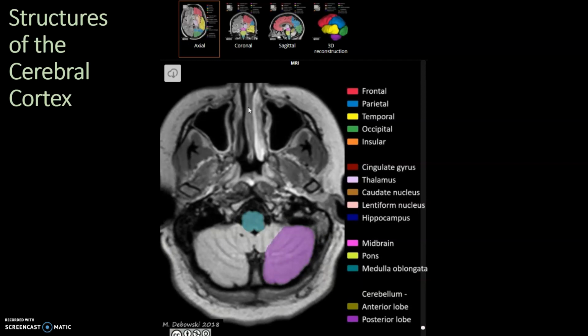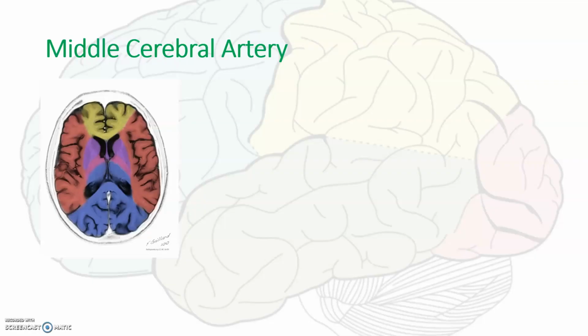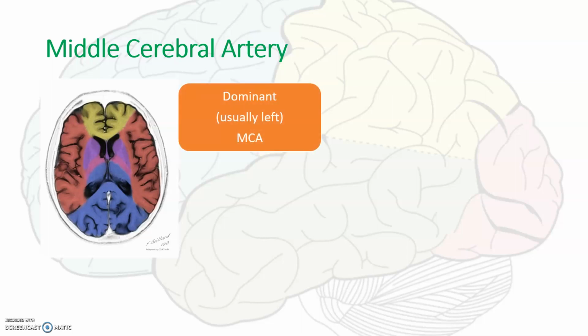This is really important for your exams, as you will get questions regarding CTs and MR scans of the brain and naming normal structures. So let's see what a middle cerebral artery infarct looks like.